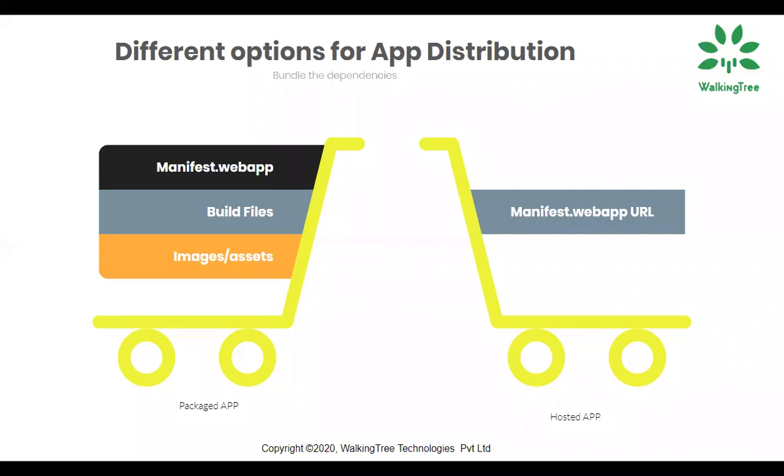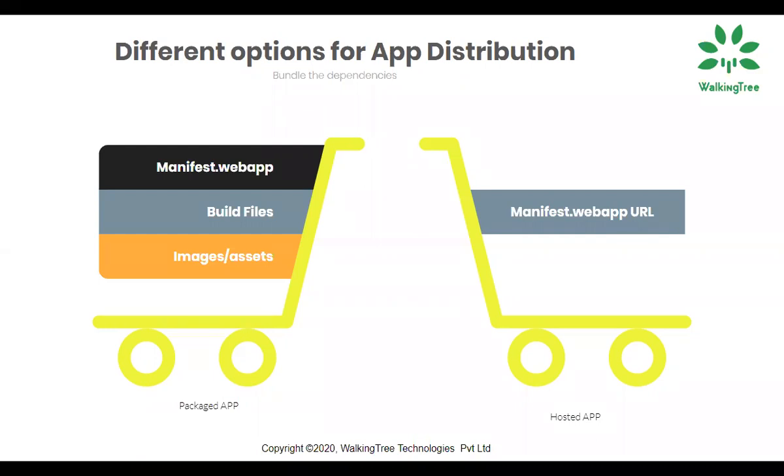The second one is the manifest web app URL for the hosted apps. Here we don't need to specify anything. We just need to specify the manifest web app URL which is available, which is being served through a web server. So far we heard so many times about the manifest web app file. So how does it play the major role as part of the KaiOS apps?